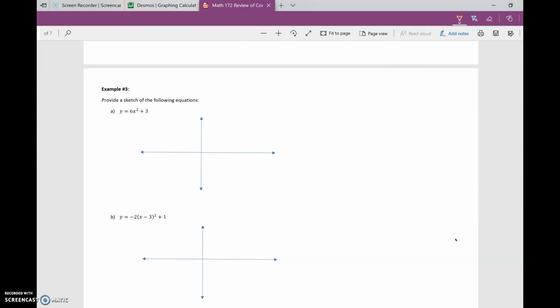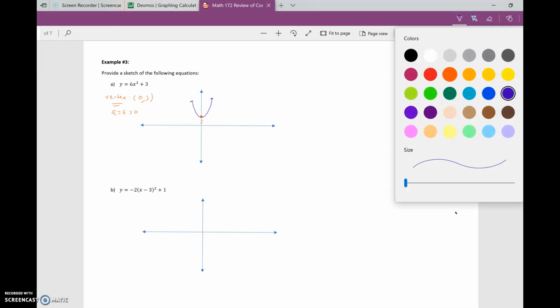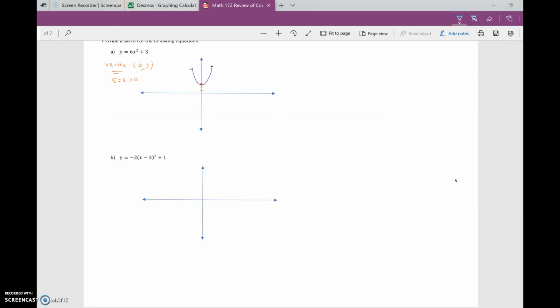So let's take a look at the first one. Your actual vertex is going to be, well, technically 0, 3. So 1, 2, 3, it's there. The value of A is 6, meaning it's positive. So in this case, your parabola, and let me use a different color, is going to open upward in this direction. That's it. So if it just says provide a sketch, I need to see the vertex and the direction of the parabola. And be careful on the sideways parabolas, because the H, K is backwards.